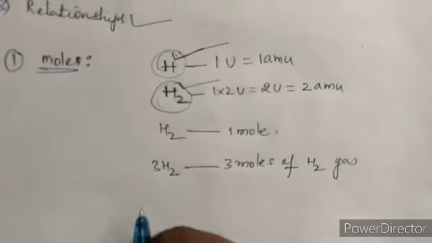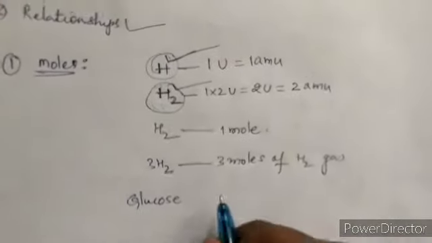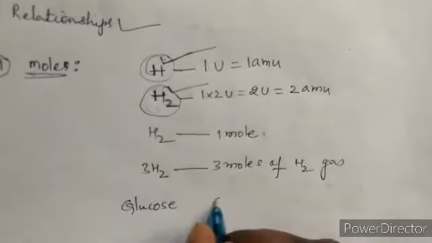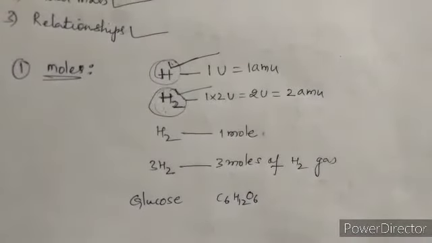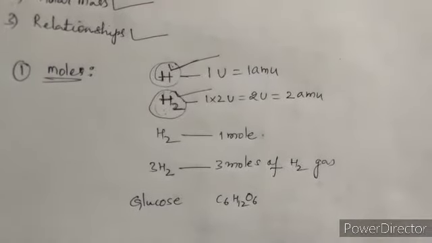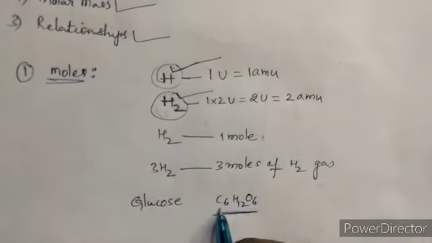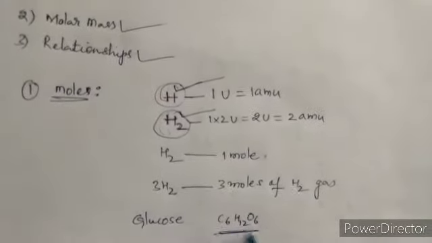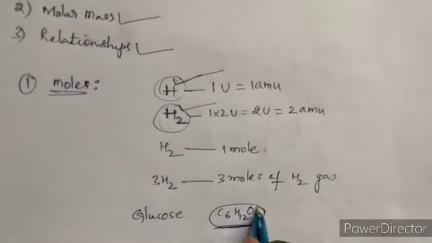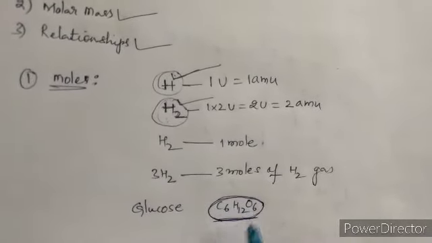Next example, glucose. Glucose formula C6H12O6. How many moles in glucose molecule? 6, 12, 6, or total? No, it is total one formula only. This total combined C6H12O6 means glucose.